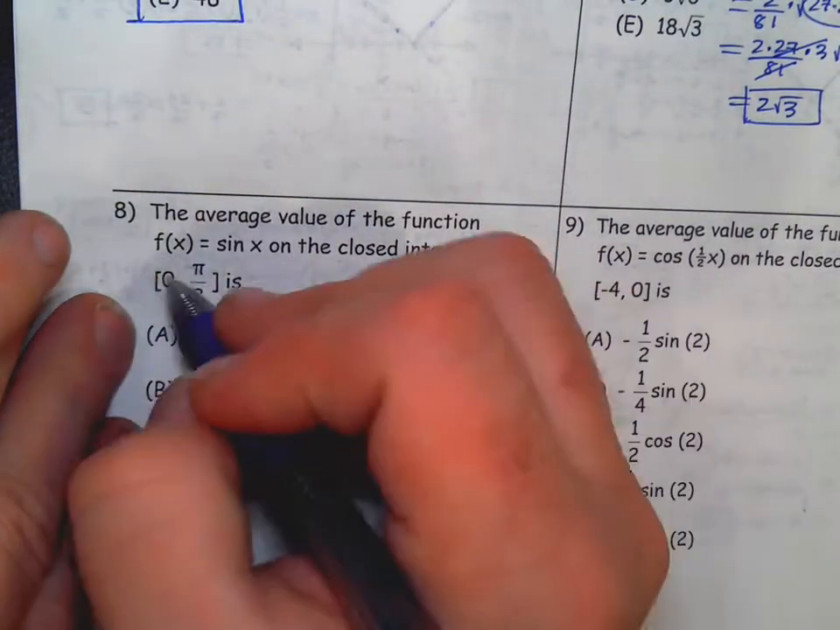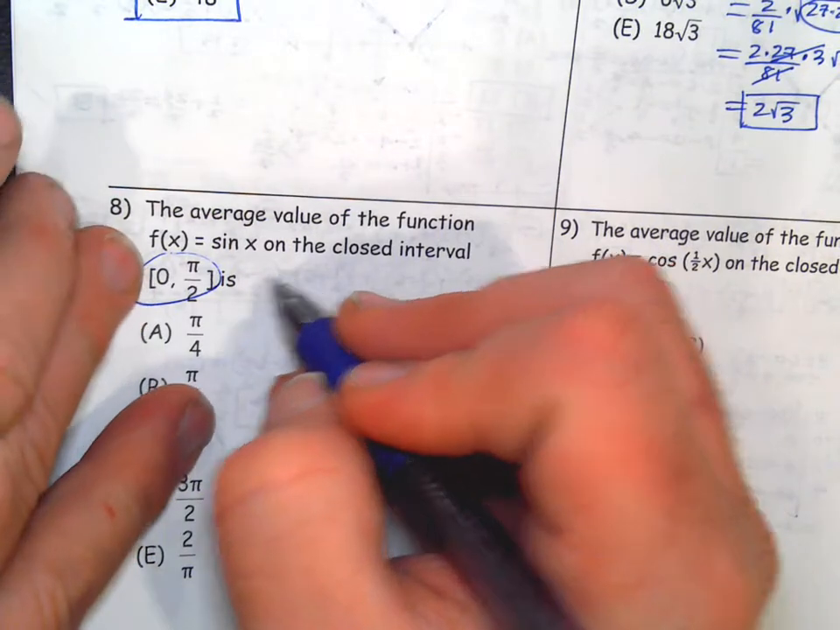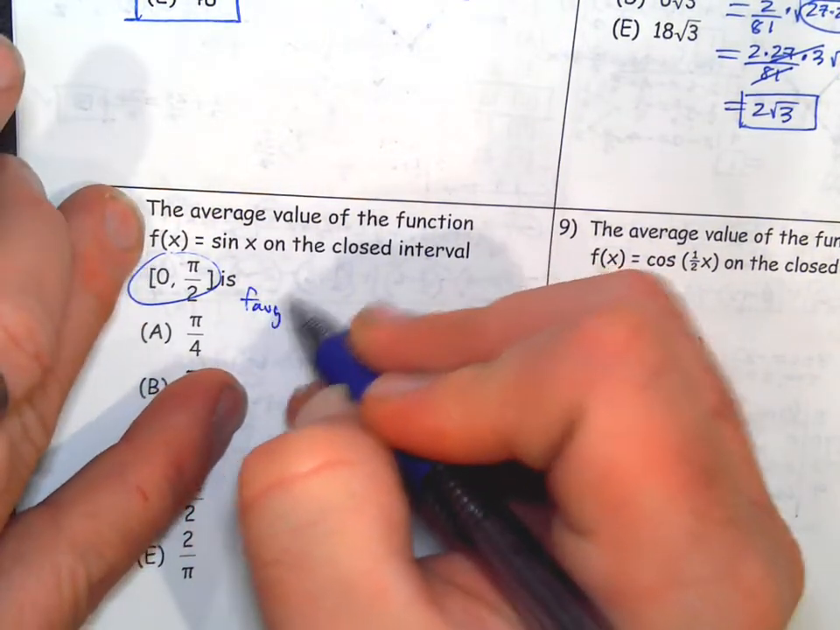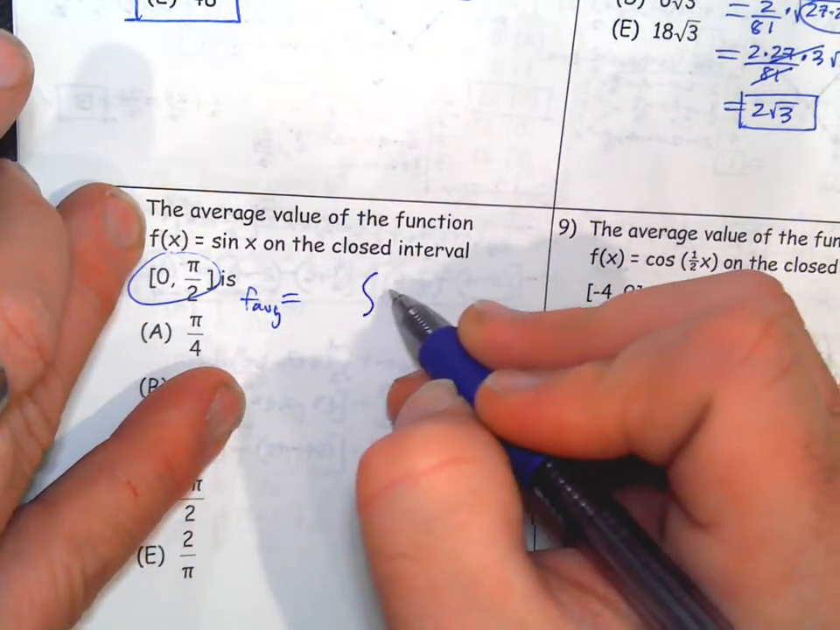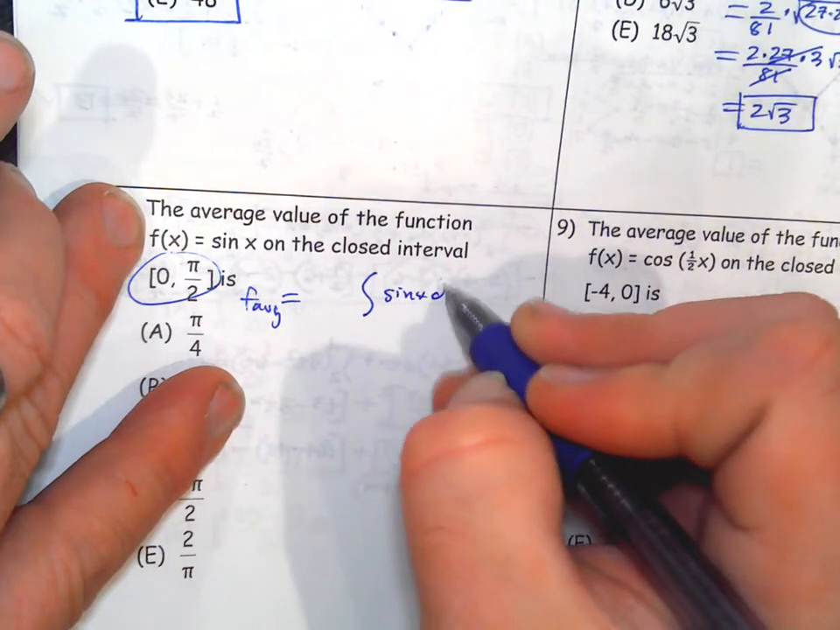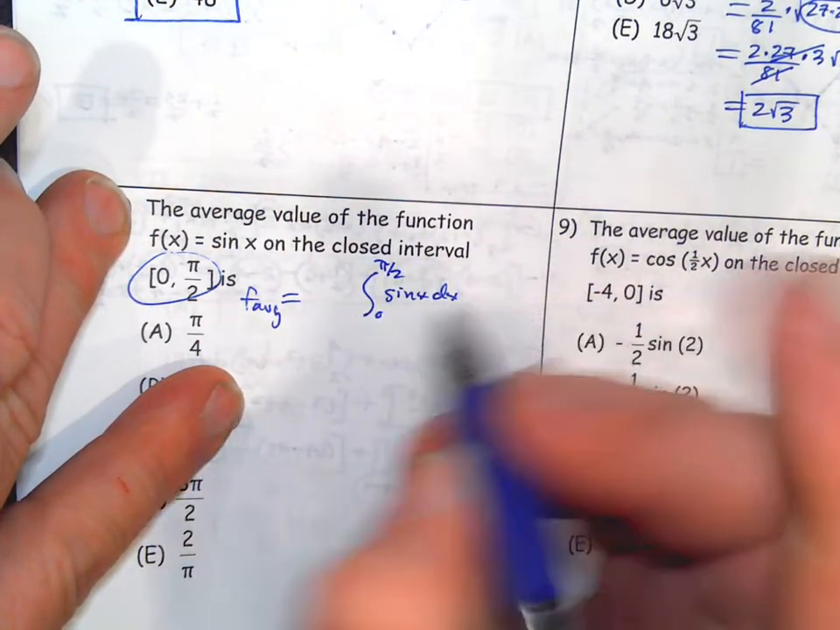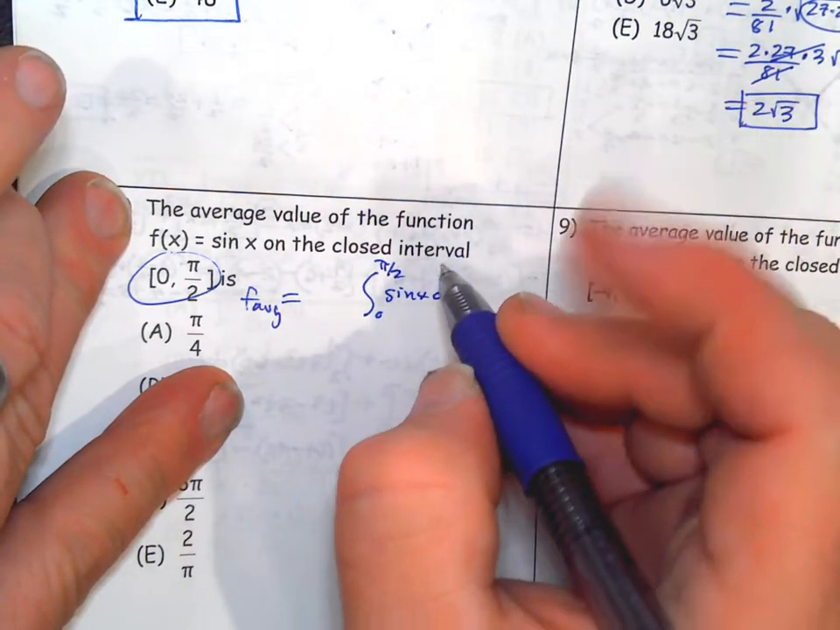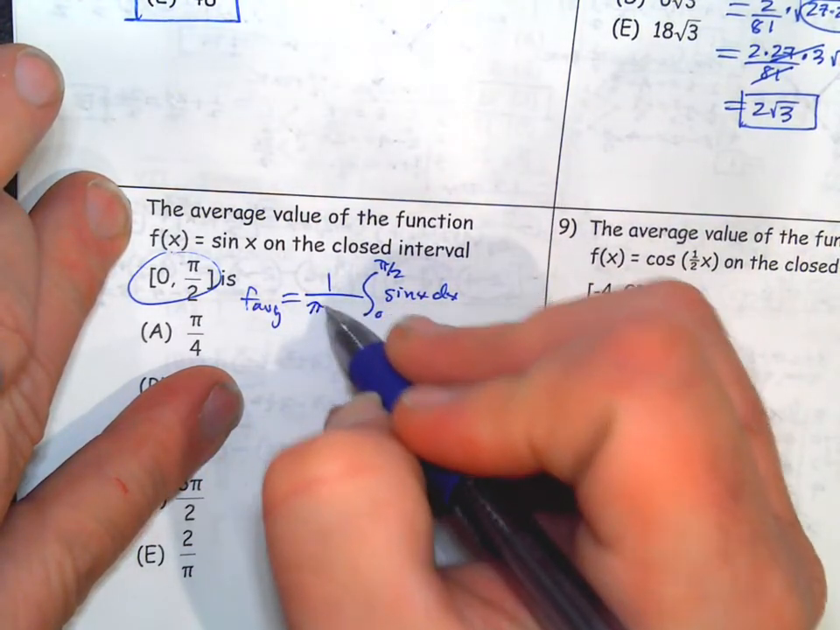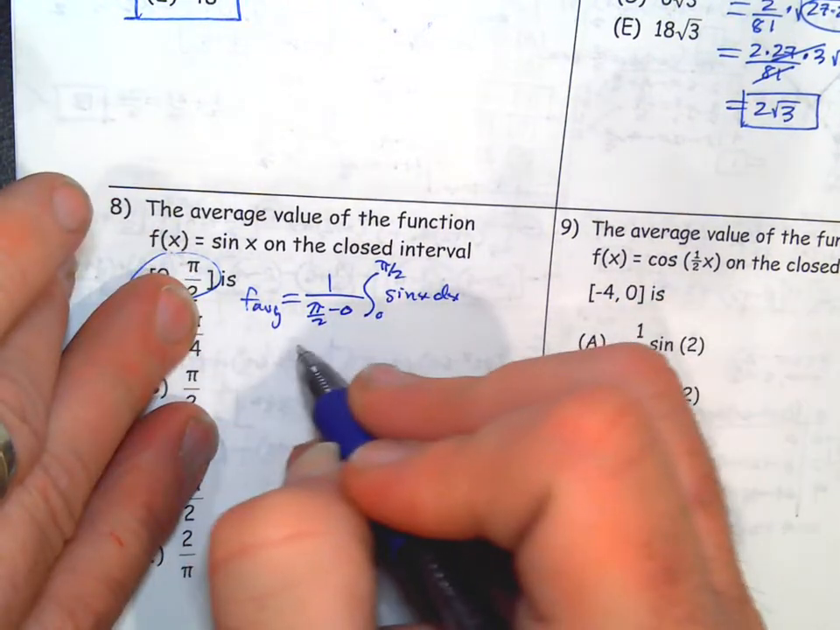Number 8, average value of the function on the closed interval is what? Those are your endpoints. So f average, okay, remember we find the area under the curve, sine x dx, 0 to pi over 2. And we smooth it out like a rectangle, whose height is our average height. Divide by the base. And that's how we get our answer.